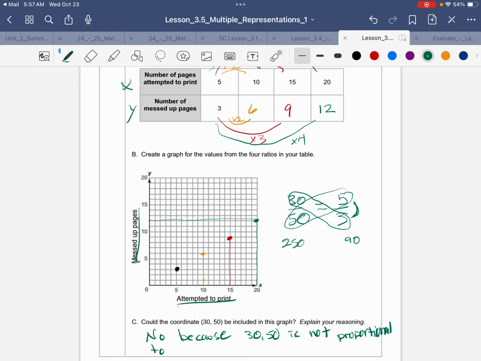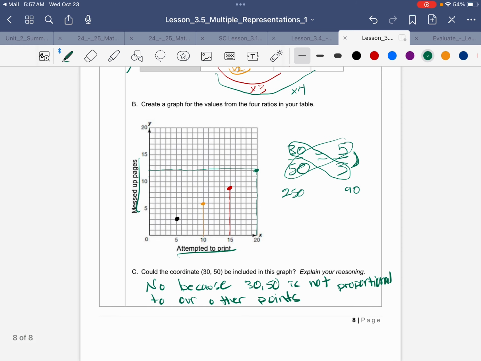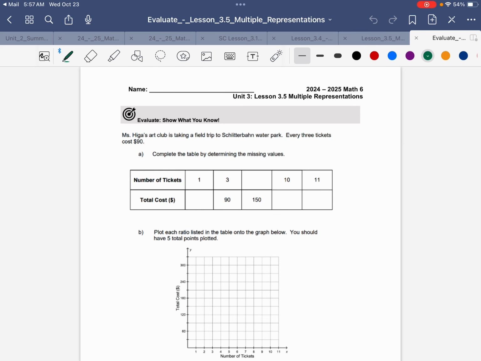And that's it, guys. I can work your evaluate questions real quick for you too. And the art club is taking a field trip. It's telling us every 3 tickets is 90. So you got to complete the table and graph them. So again, from here to here, we can find our unit rate, it would be divided by 3. So do the same thing here, divided by 3.